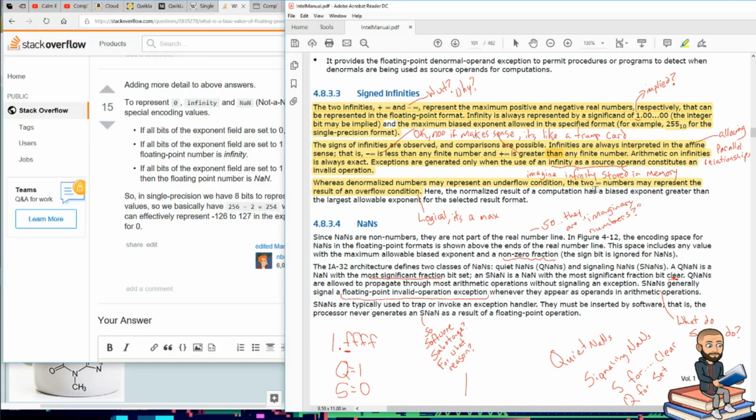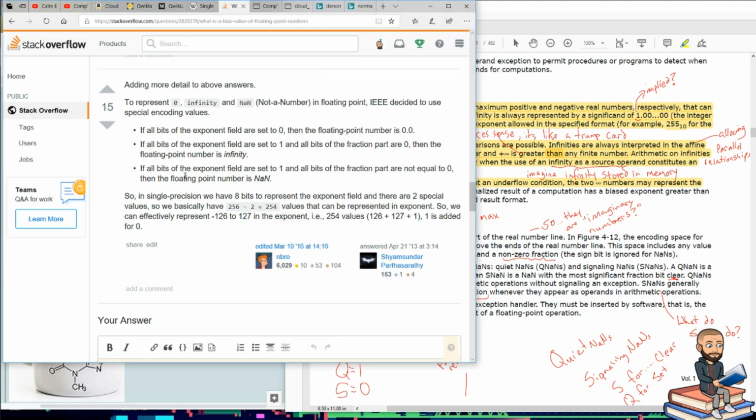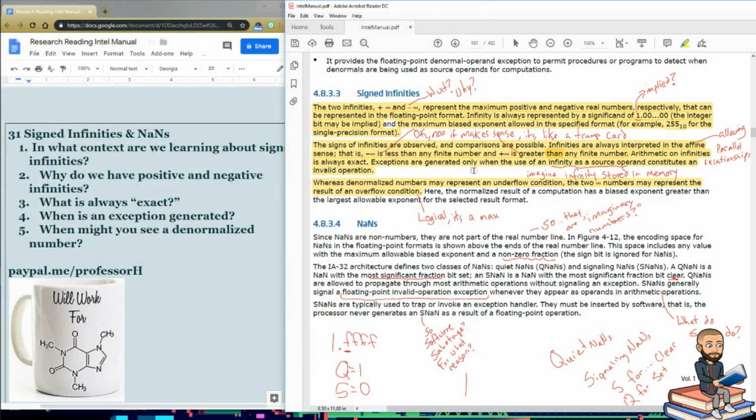When it says the two infinity numbers may represent the result of an overflow, that makes a lot of sense. Let's jump to Stack Overflow to read what this person says about representing infinity. They say that if all the bits of the exponent field are set to 1, the exact opposite of what we were just talking about, and all the bits of the fraction part are 0, then the floating point number is an infinity. And we're getting close to answering why we would have assigned infinity.